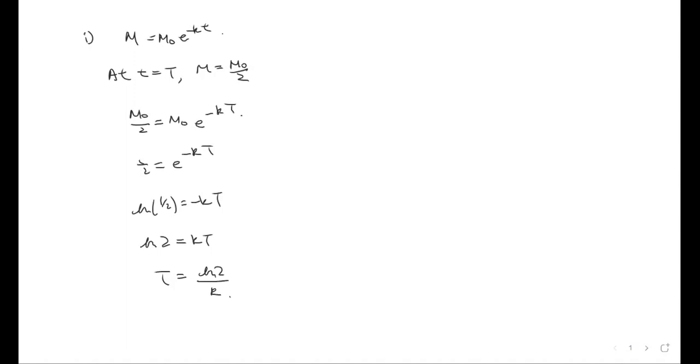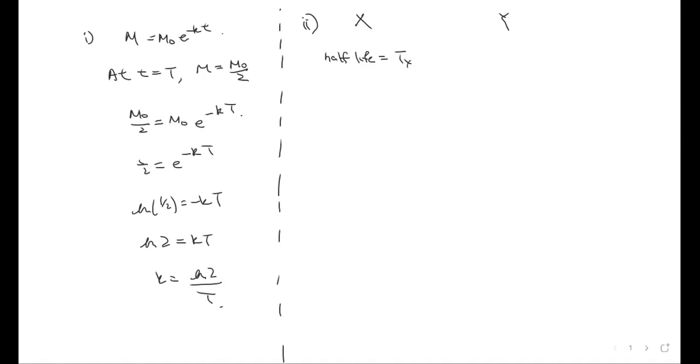Well, that's true, but they wanted us to solve for k. So very similarly, k must equal log 2 over capital T, as expected. Excellent. Now, part 2 tells you you've got two radioisotopes, X and Y. The half-life of radioisotope X and Y are Tx and Ty. So you've got half-life equals Tx, and this is Ty.